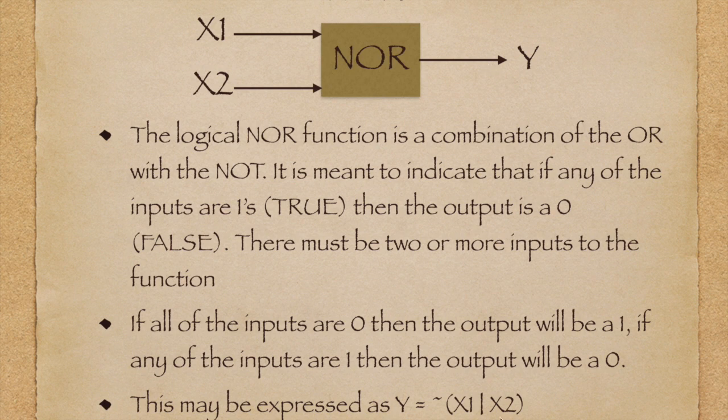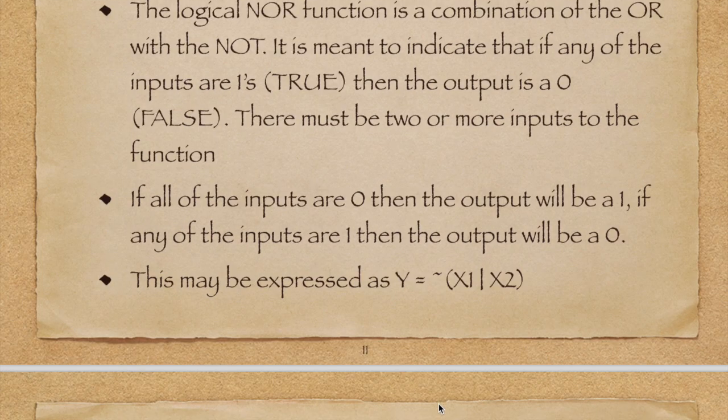We express it with the same type of nomenclature. Since we don't have a NOR operator, it's a not OR. And the parentheses help force the association to perform the OR first, then negate the result.